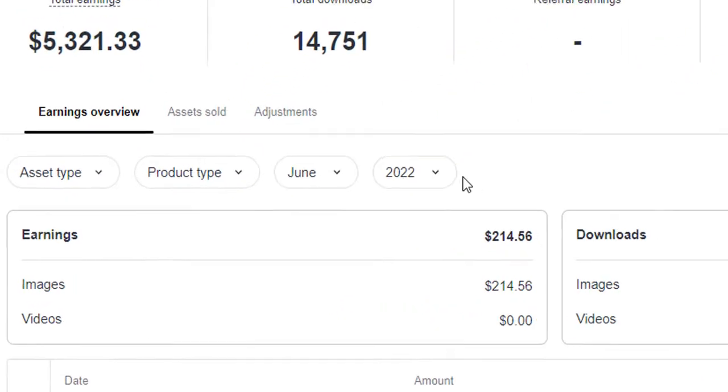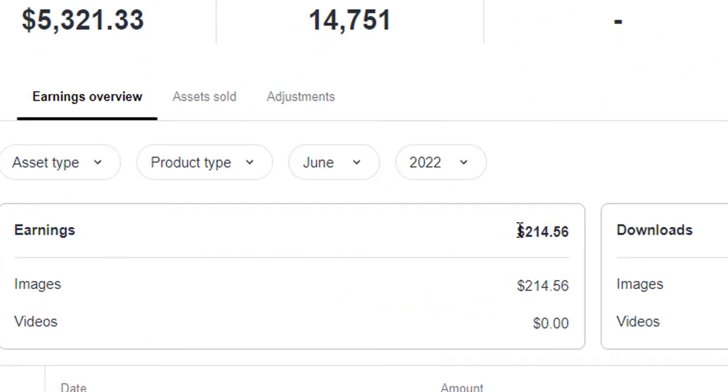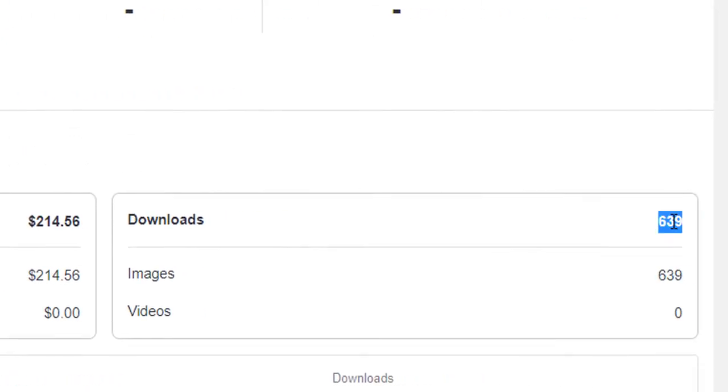So this is my earning for the month of June 2022. I have made $214. I still have 1 day remaining, so you can expect it to go to something like 220 or maybe a little bit more than that. And the number of downloads in this month was 639.